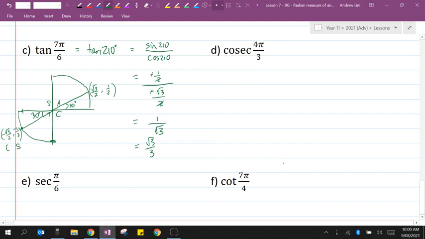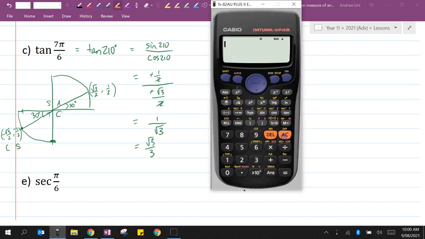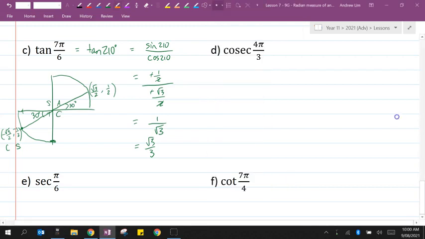Alright, let's have a look at question D. Cosecant 4π on 3. So we'll look at 4π on 3. 4 times 180 divided by 3 is 240. So we've got cosecant of 240 degrees.